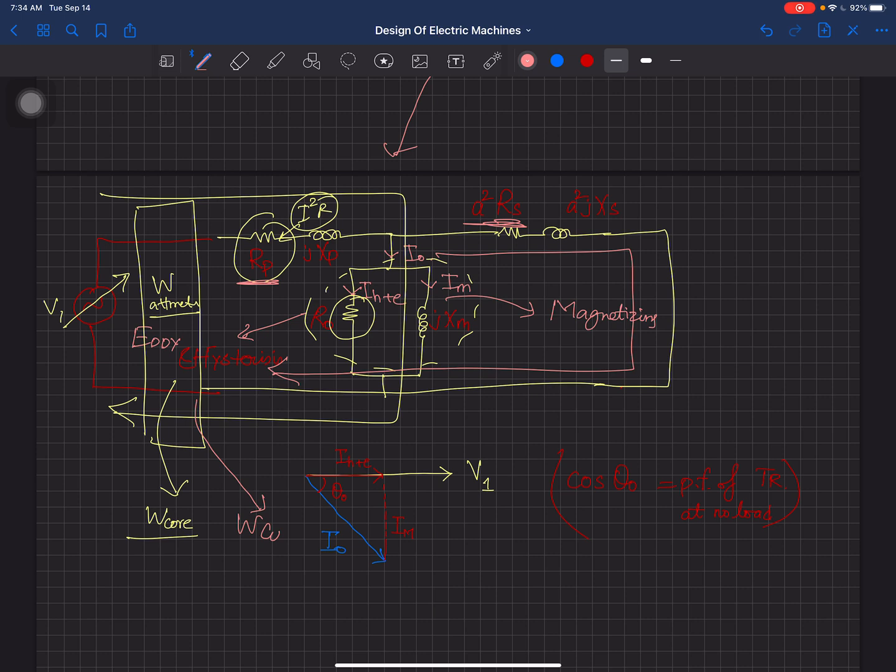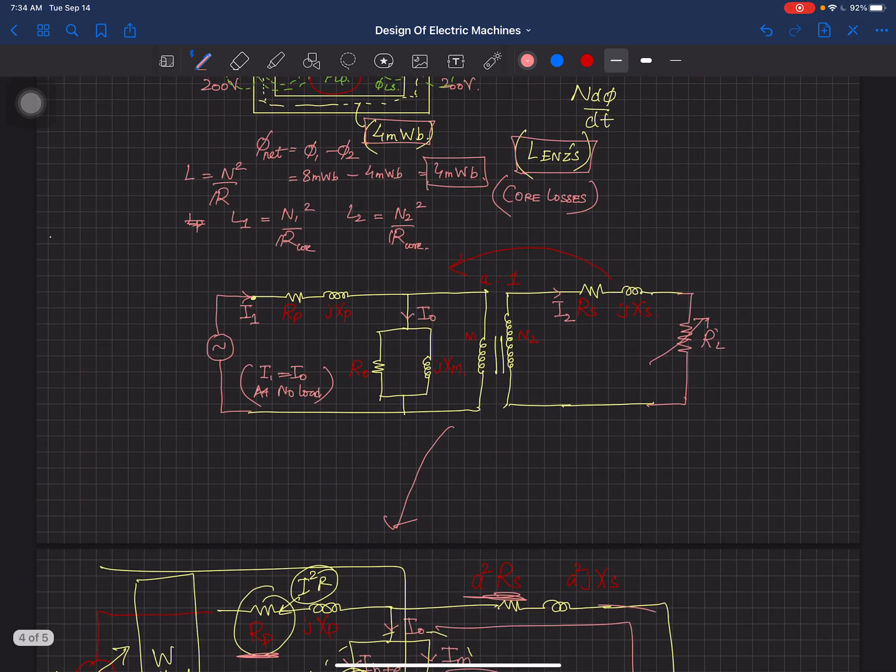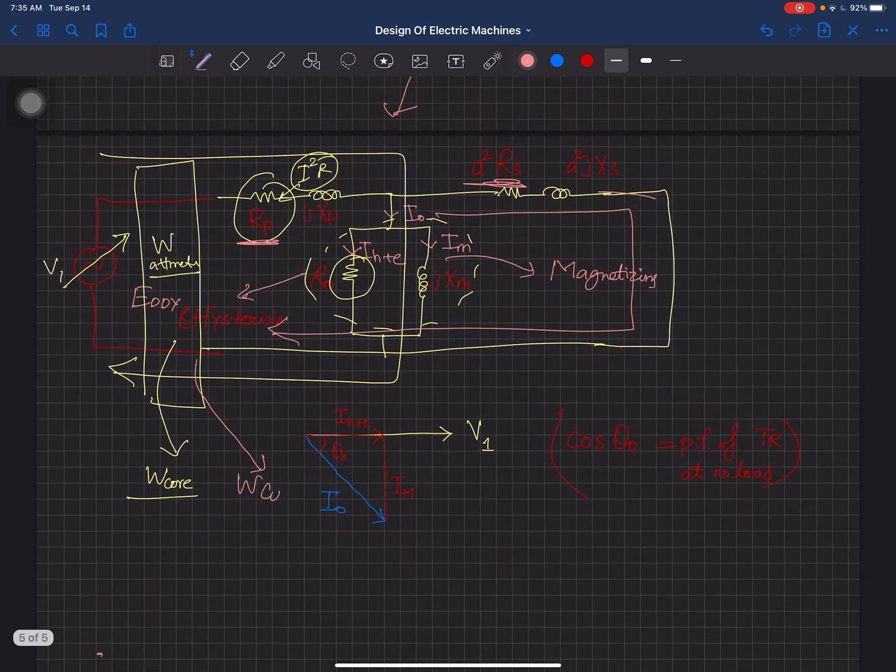So the copper losses will certainly be variable. Why? Because they depend upon I square R. That I square is constant in this diagram, but not in this one, because here this is I1 and on the other side this is I2. But if you have a referred diagram on any one side, you can take the current the same, and certainly the impedances are changed. So by the open circuit test you can find the core losses, and by the short circuit test you can find the copper losses.